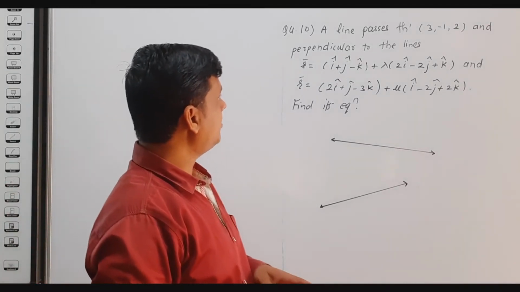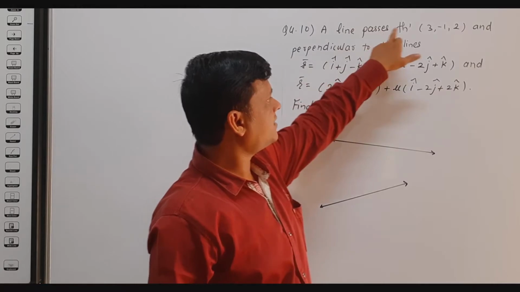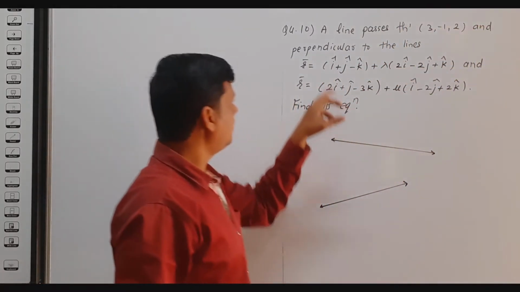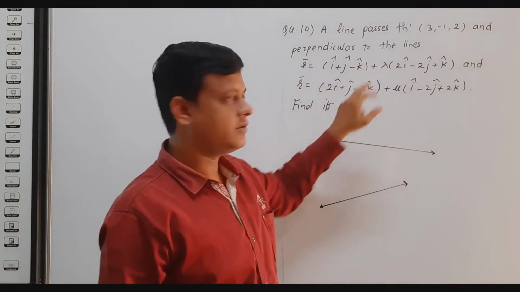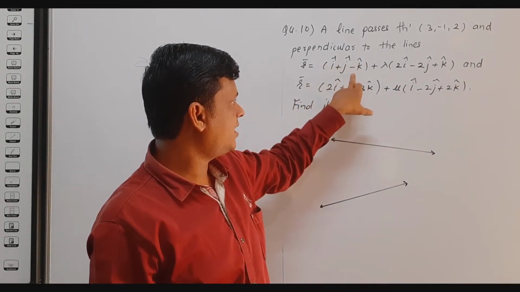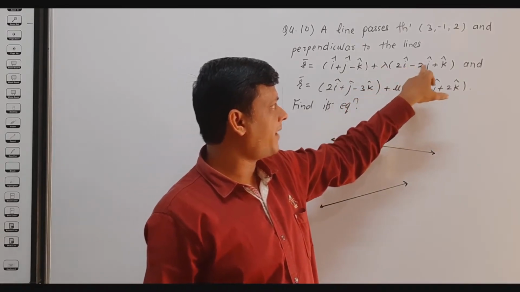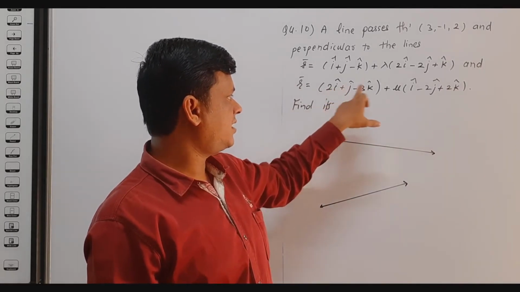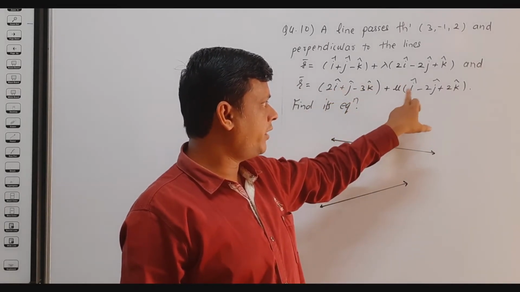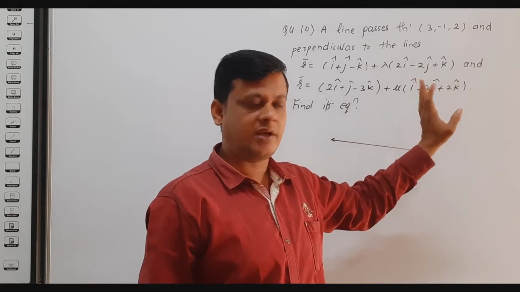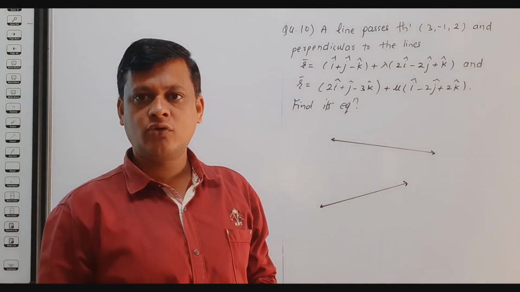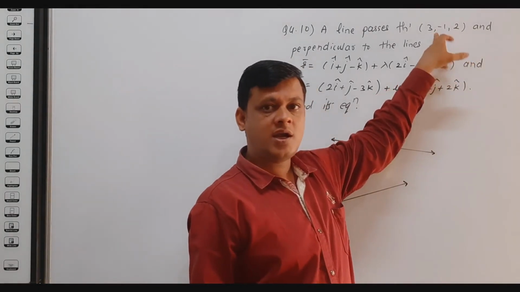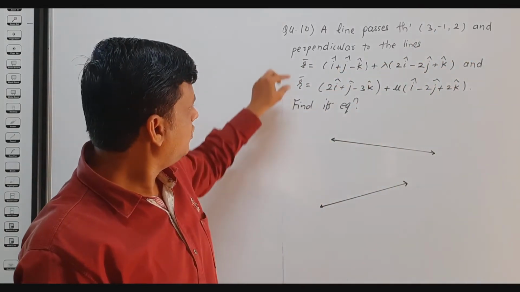Now see question number 10. A line passes through 3, -1, 2 and is perpendicular to the lines r bar equals i plus j minus k plus lambda into 2i minus 2j plus k, and r bar equals 2i plus j minus 3k plus mu into i minus 2j plus 2k. Find its equation.